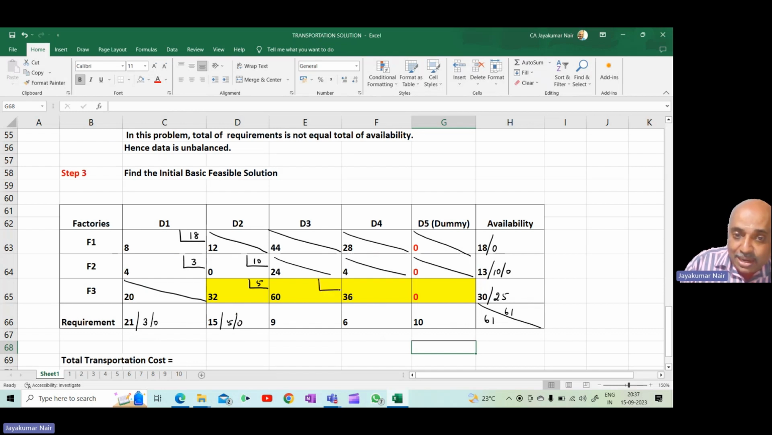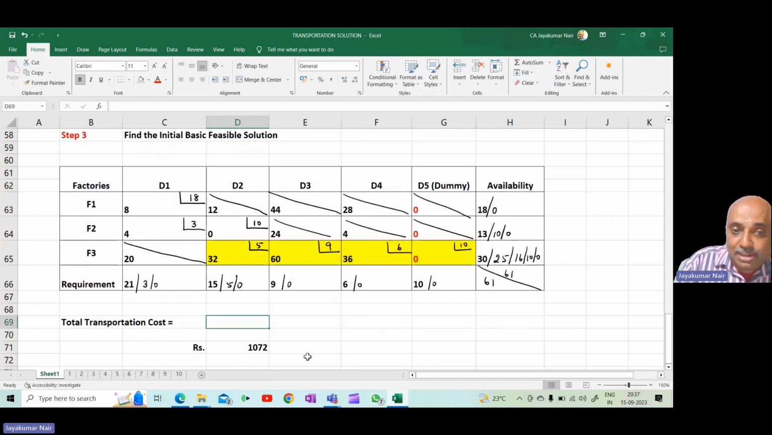And then again, 9 or 25, whichever is lower, 9. This will become 0 and here this will become 16. So you will give here 6, because 16 or 6, whichever is lower. So this will become 0. This will become 10. Now, last you give 10 here, this will become 0 and this will become 0. So this is how you make the allocation. And then we will compute the transportation cost as usual.